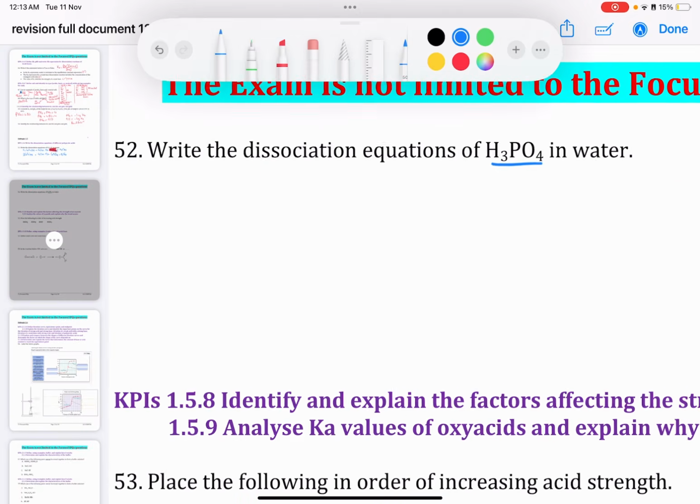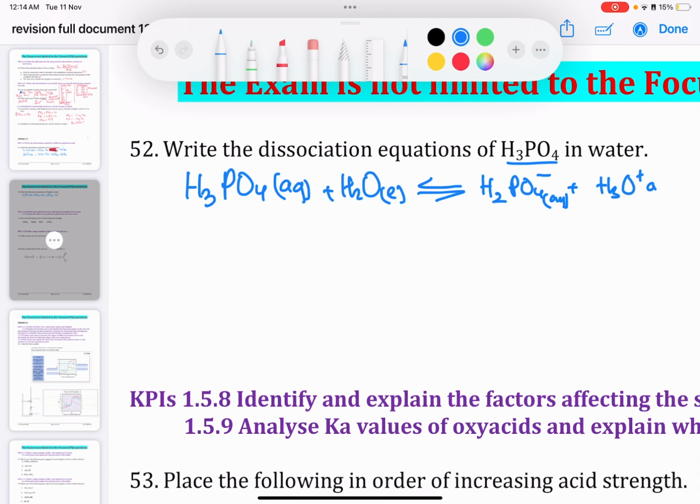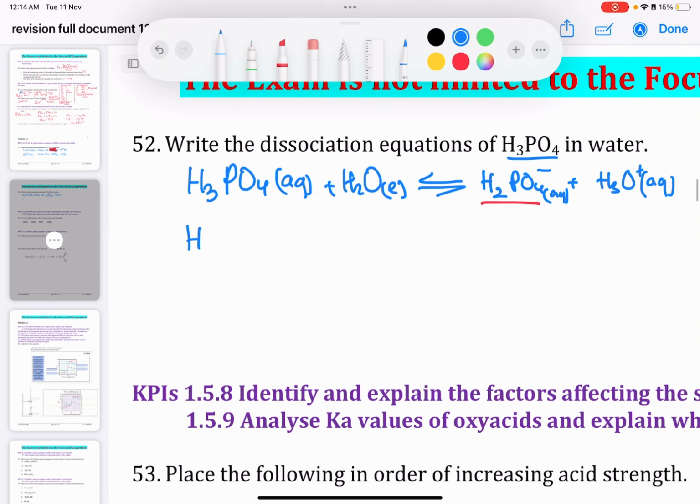Now if I have a triprotic acid, it means 3 steps of ionization. So that's water, that's the first step. So 1 H at a time. I have H2 remaining, that's 1 minus, plus H3O plus. Now again, I'm going to take this one and do another dissociation. H2PO4 minus, that's the second step of ionization.